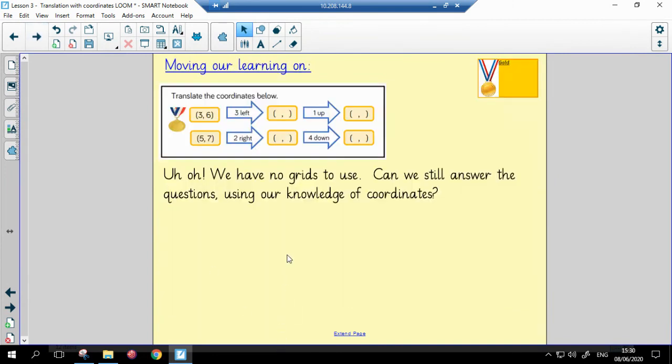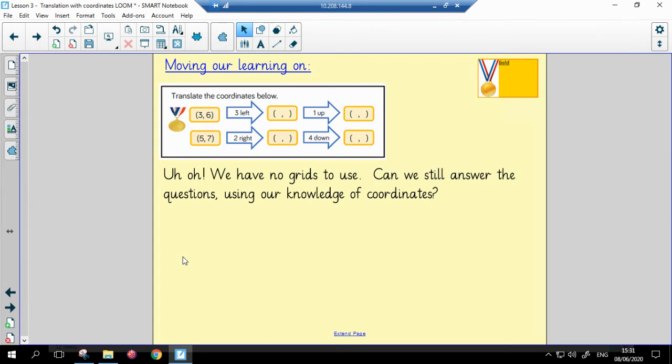And moving our learning on, this time it's asking us to translate coordinates, but we don't actually have a grid to use. Can we still answer these questions using our knowledge of coordinates? Well, yes, we can. And that's because we know which coordinate is on our x-axis and which one's on our y-axis. So, for example, this one here, we know the 3 is the coordinate from the x-axis. So we need to move that 3 to the left. The 6, because it's a y-axis, will stay exactly the same. It won't move in that case.